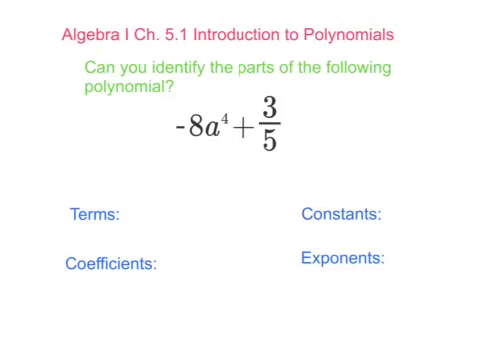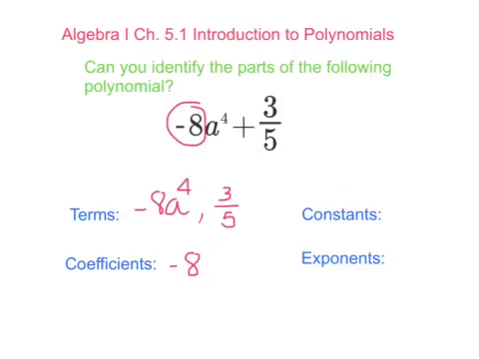What would be the parts of this polynomial? Okay, so first the terms, right? We have 2. So easy, that'll be simply these two, negative 8a to the 4th power and 3/5. Perfect. The coefficients, do we have any coefficients? Yes, negative 8 is the one that is multiplying the variable a. So we have only one coefficient.